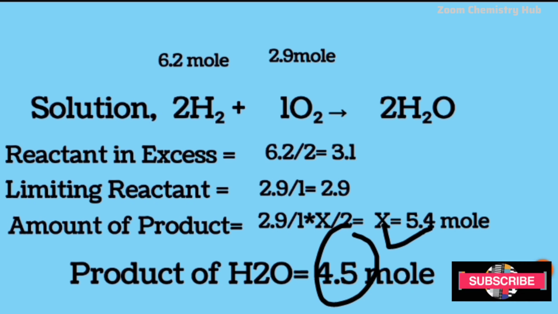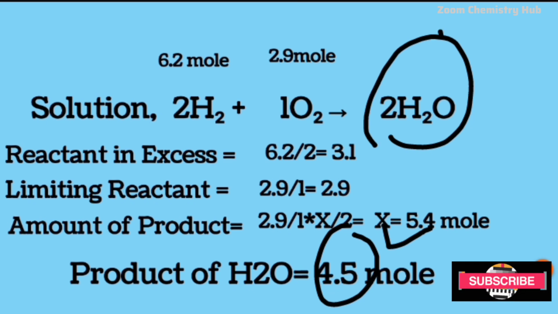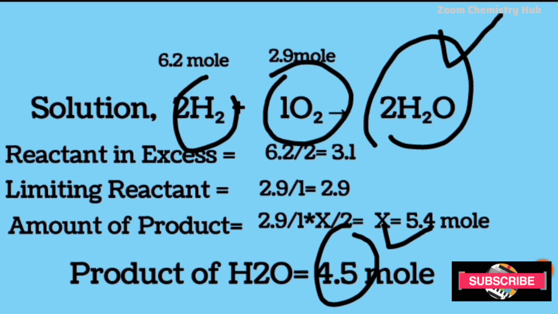In this way we can calculate the product of any chemical reaction. First we calculate the number of moles of all the reactants by their coefficient, and after that we know which reactant is the limiting reactant and which is in excess.